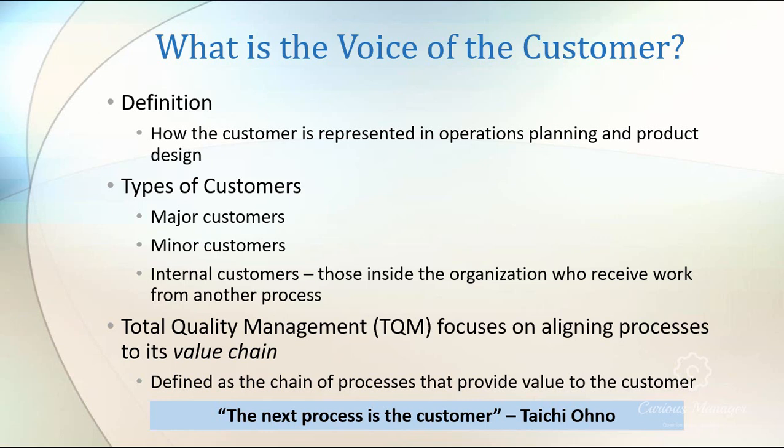So internal customers, this is very important. These are the people inside the organization who do the work that's related to the product or service. And there's a saying that TGO used to say, the next process is the customer. So I'm going to go into more detail in a minute, but internal customers have to have a certain mindset which allows them to function as a system with other individuals in the company. So total TQM focuses on aligning processes to its value chain. And basically what the value chain is, those processes within the entire system that provide value to the customer.